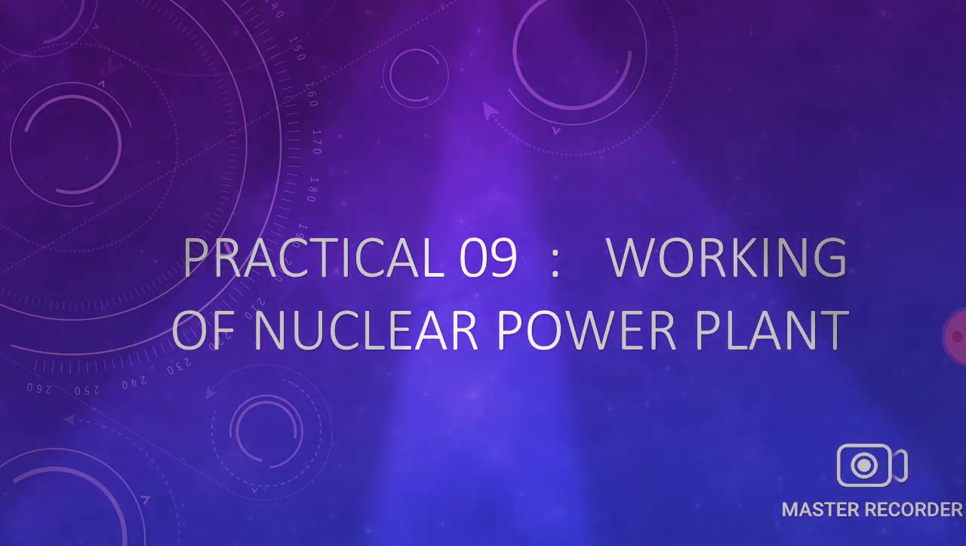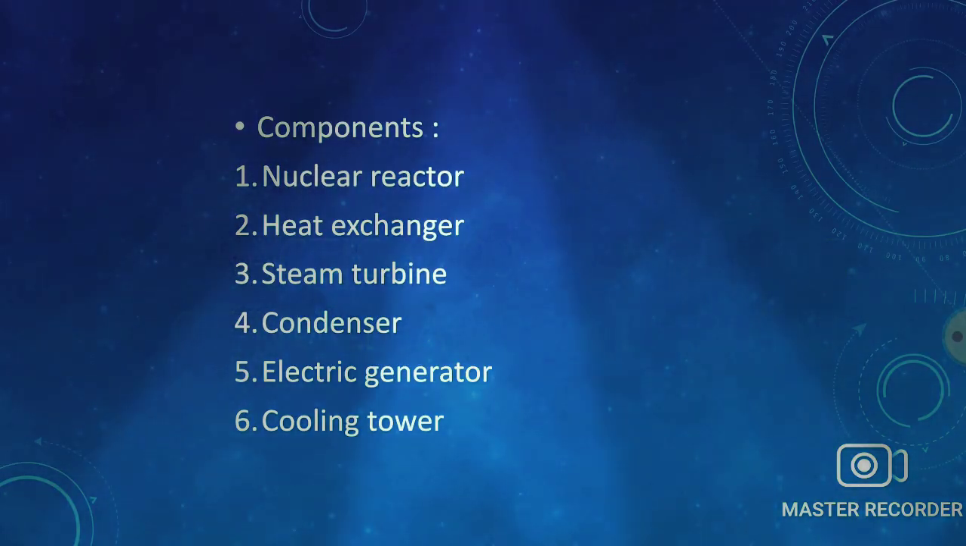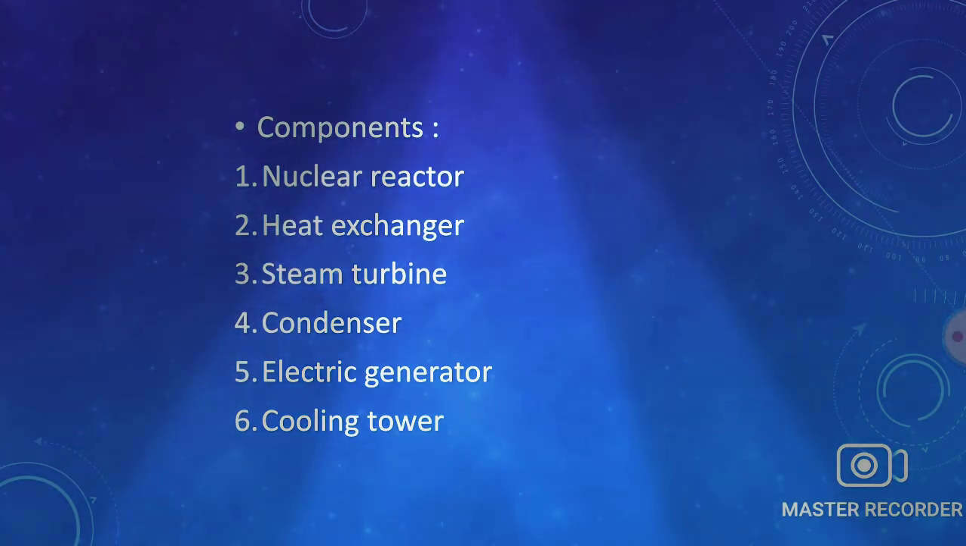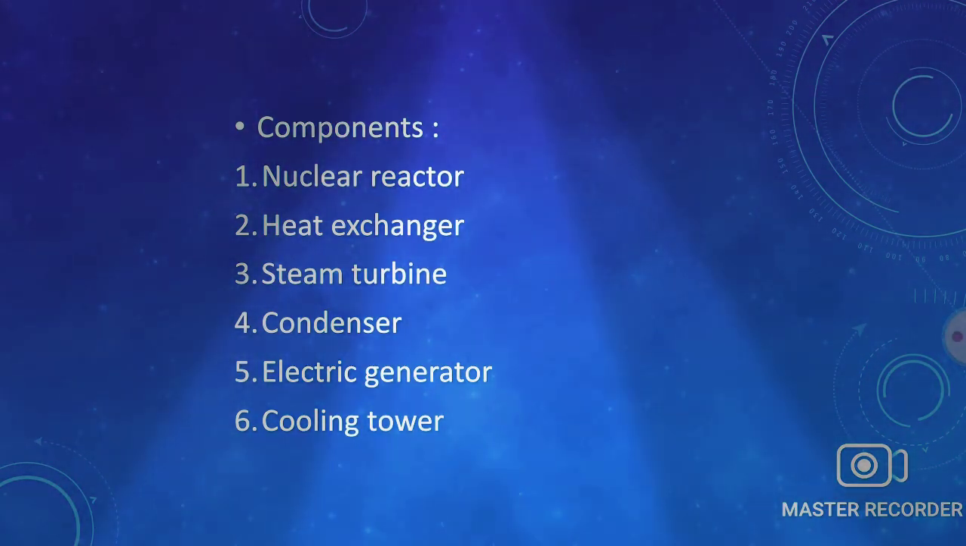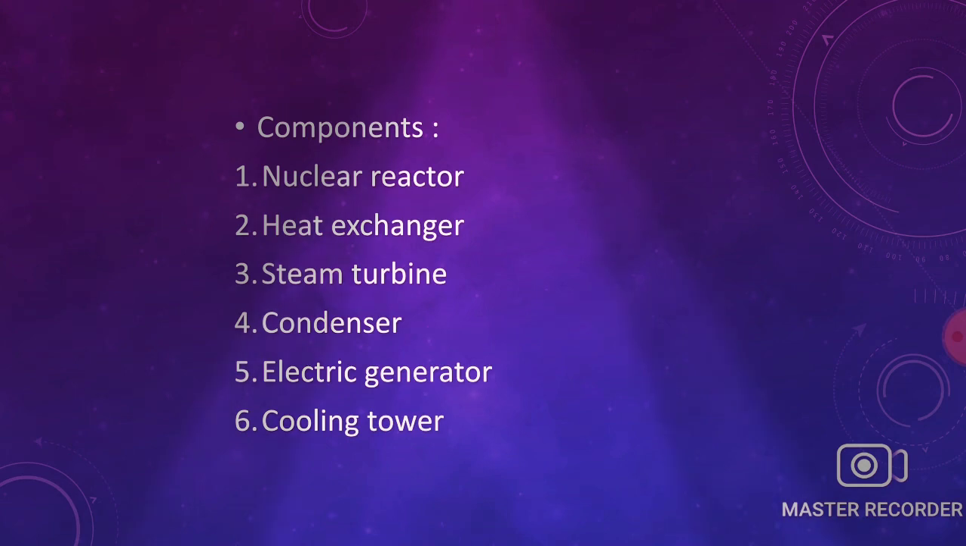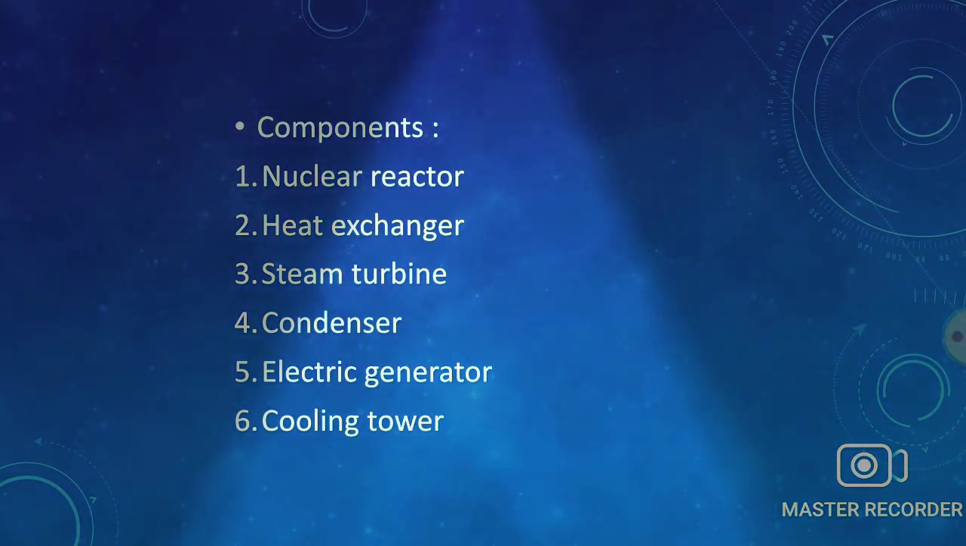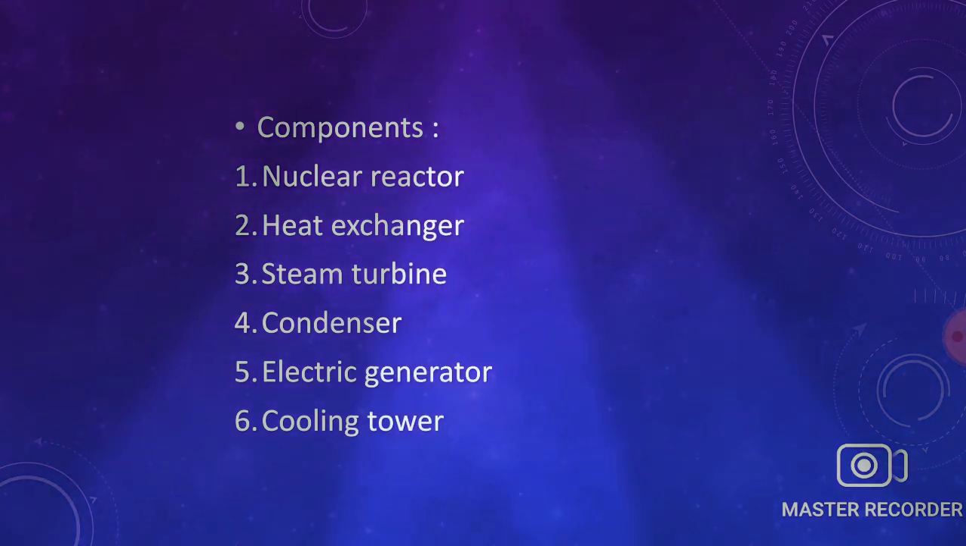So basically, the nuclear power plant is the same as a thermal or steam power plant where we use coal as a fuel. In a thermal power plant, we burn coal and then heat will be generated. Then this heat will convert water into steam.